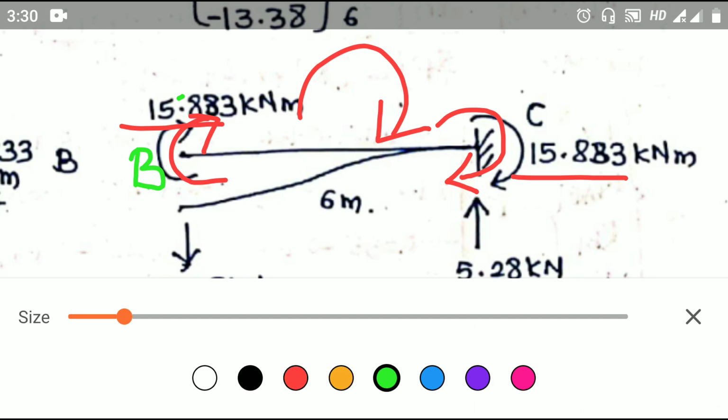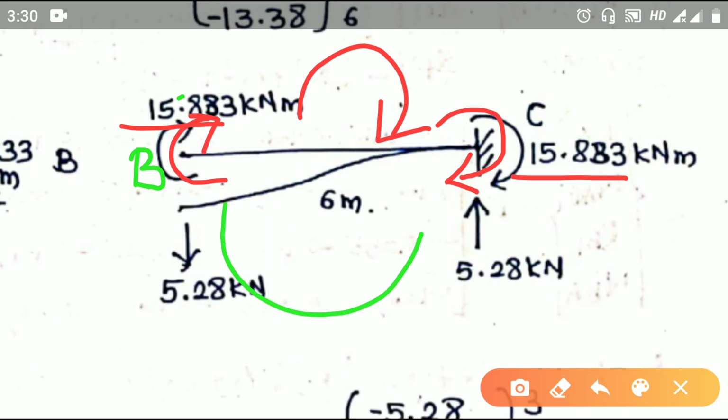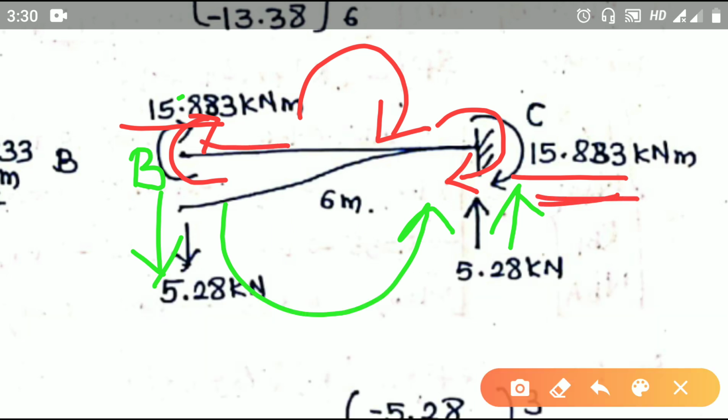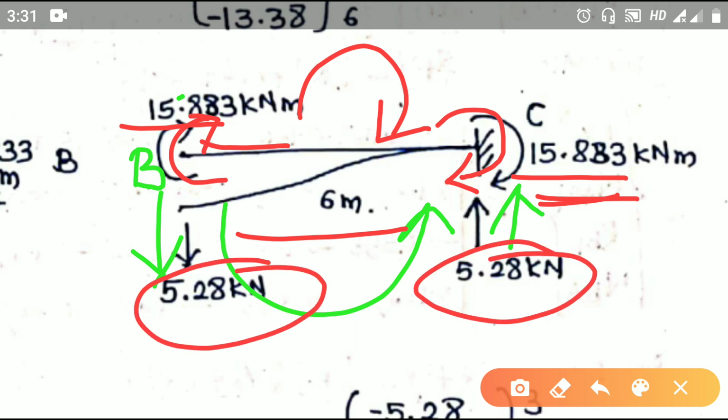These two moments are in a clockwise direction, so here the reaction should form an anti-clockwise couple. So this reaction should be in the downward direction and this reaction must be in the upward direction, and the magnitude of reaction will be the summation of moment divided by span. The summation of moment here is this 6 EI upon L square plus this 6 EI upon L square, divided by the span of the beam. So the total is 12 EI upon L cube, and that quantity is 5.28. That is how these reactions are calculated.